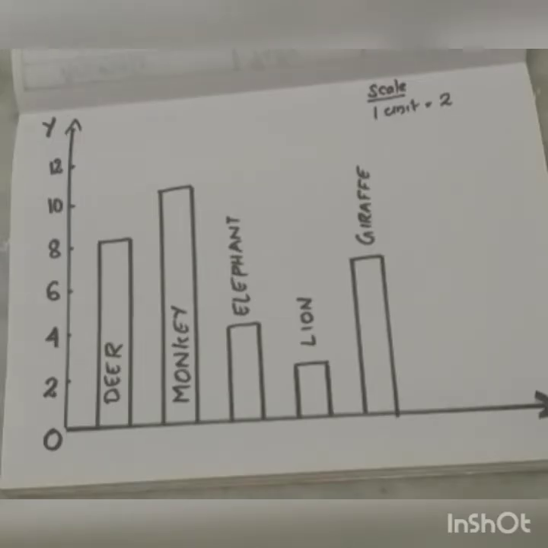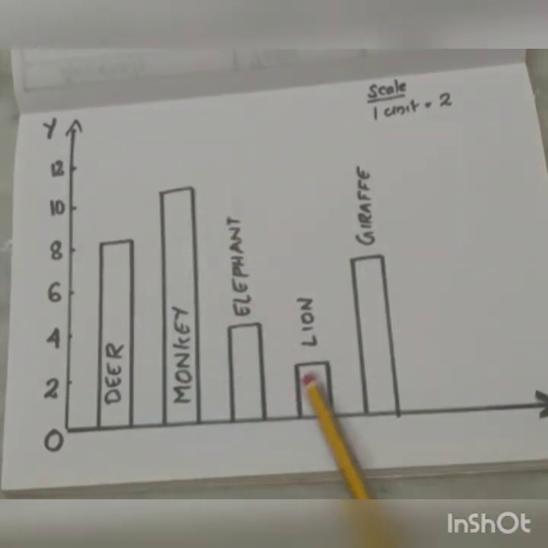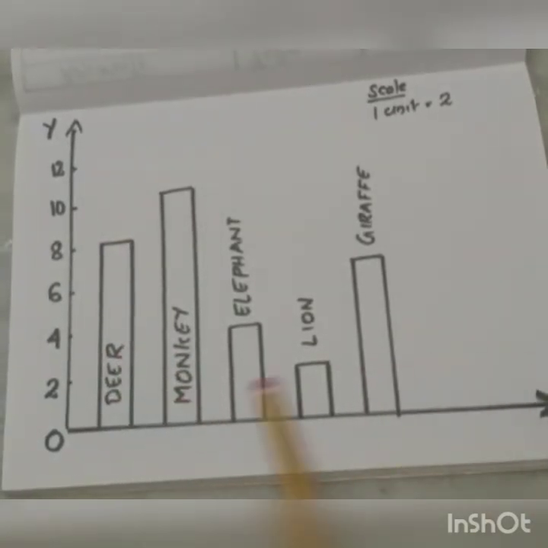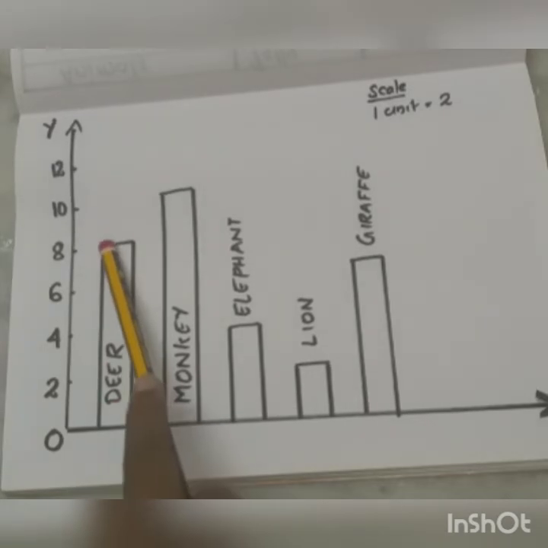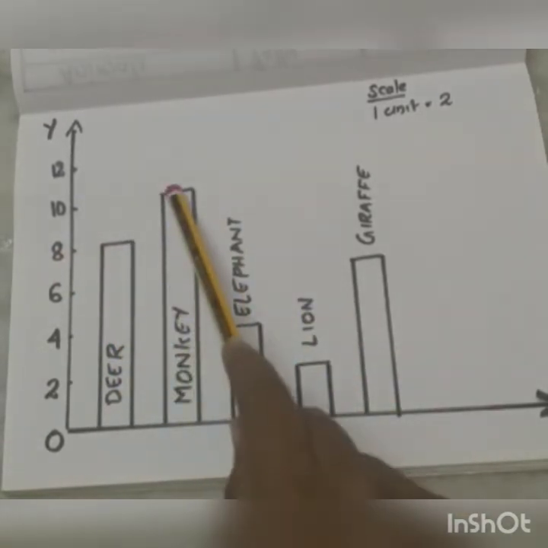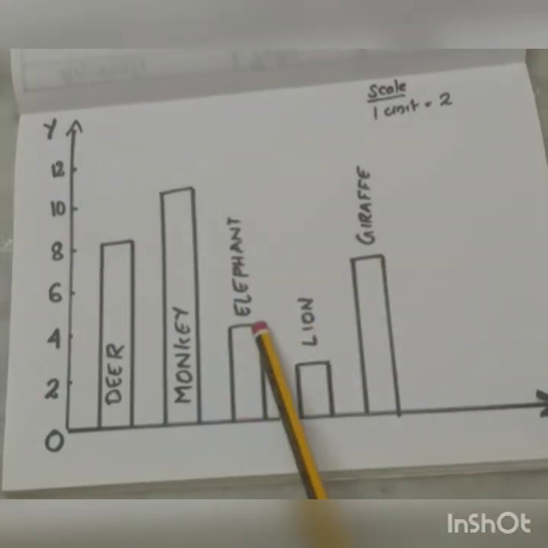So this is how we are drawing the bar graph. That means we are representing the data using rectangular bars. These are rectangular bars, isn't it? On this side we have the number of animals. Here we have the different types of animals. So deer, how many do we have? 8 deer, so it represents 8. Then monkey, 10. Elephant, 4. Lion, 2. Then giraffe, 6. So this is how we are representing the data using a bar graph.